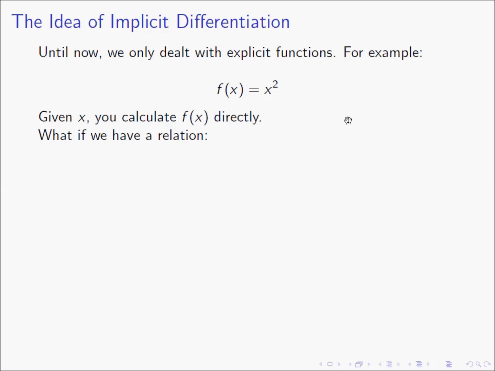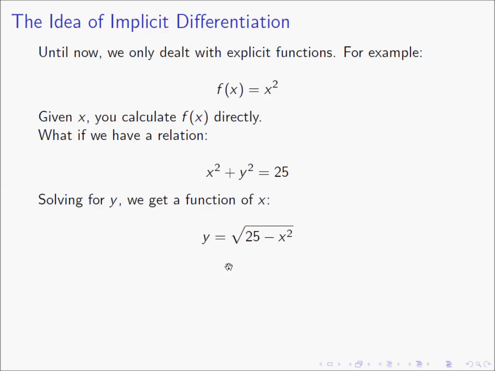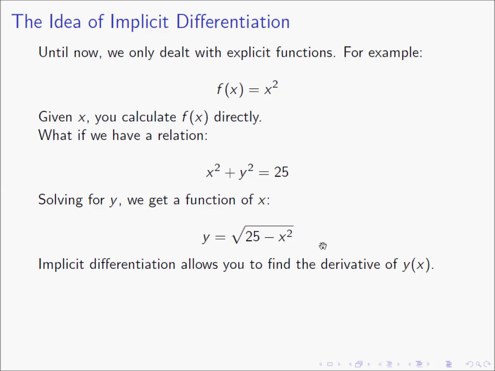There are some cases in which, instead of an explicit expression like this one, we have an equation. For example, x squared plus y squared equals 25. In this case, we can solve for y in this equation, and we get that y equals the square root of 25 minus x squared. In this case, y is a function of x. And what implicit differentiation allows you to do is to find the derivative of y of x.